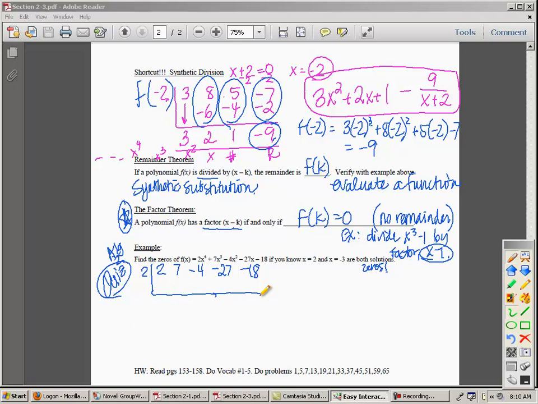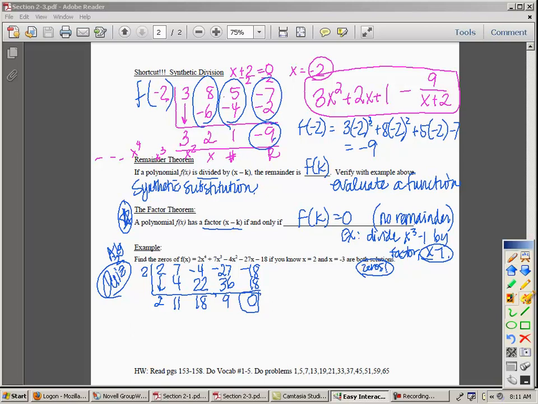Okay, so here we go. First step, drop the 2 down. 2 times 2 is 4. 7 plus 4 makes 11. 11 times 2 is 22. Plus a negative 4 is 18. 18 times 2 is 36. Plus a negative 27 is 9. And 9 times 2 is 18. I get a remainder of 0, which should happen if they tell me it's a 0. I should end with 0 if they tell me it's a 0 or a solution.